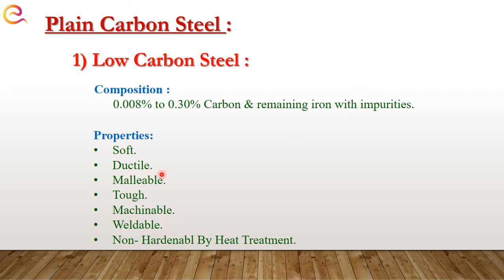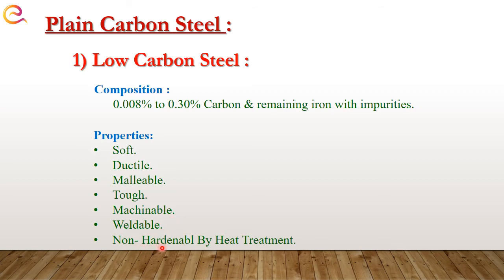Then it is ductile, means it can be drawn into wires. Then it is malleable, it means it can be drawn into thin sheets or plates. Then it is tough. What does it mean? It can absorb a maximum amount of energy before its fracture or failure. Then it is easy to machine and easy to weld. As this material is soft, that's why it is easy to cut, machine and weld.